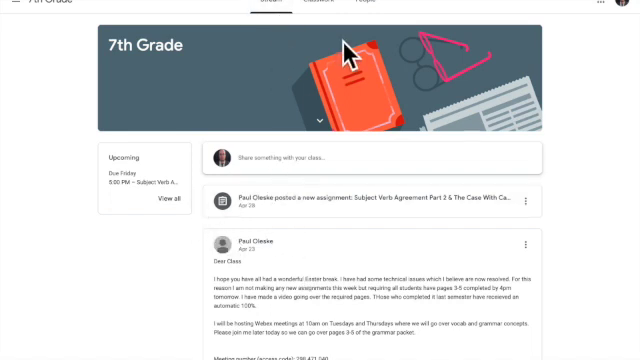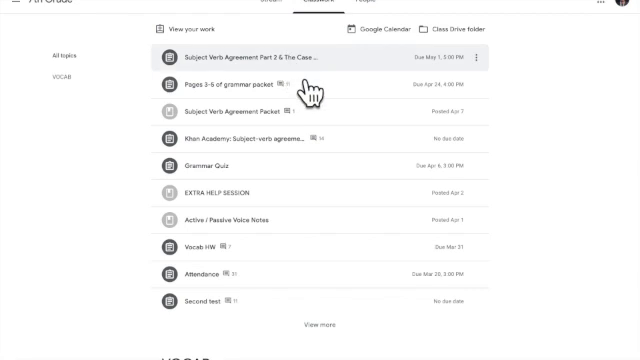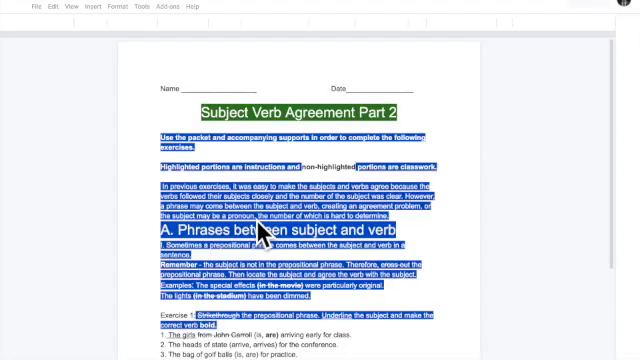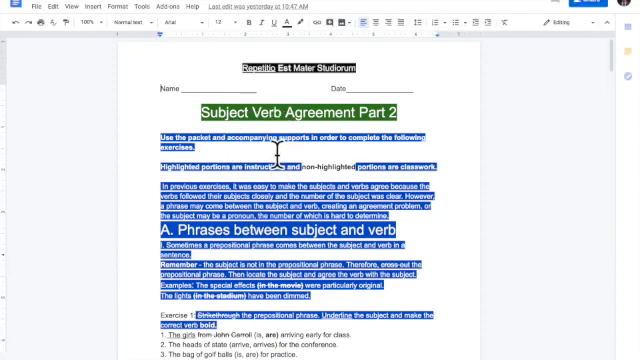Stream. Click on classwork. I'm here as a student, so this is the same subject verb and the case with cases. The case part is going to be a little difficult, so here we are. Okay, so use this packet. Highlighted portions and instructions are instructions, and non-highlighted portions are classwork.